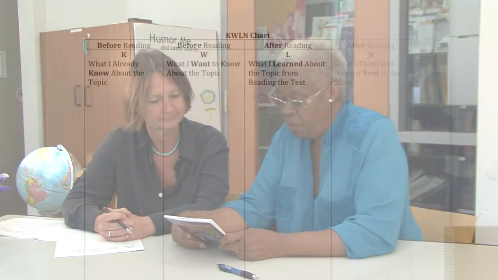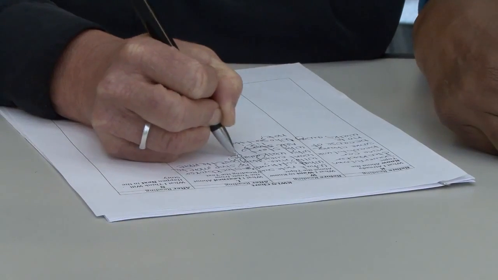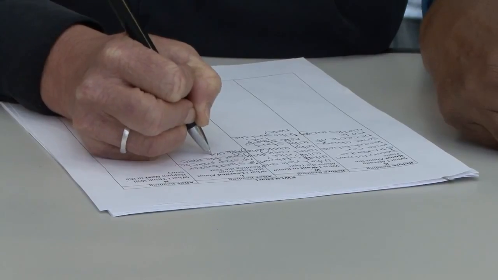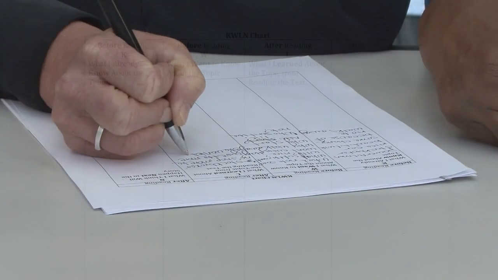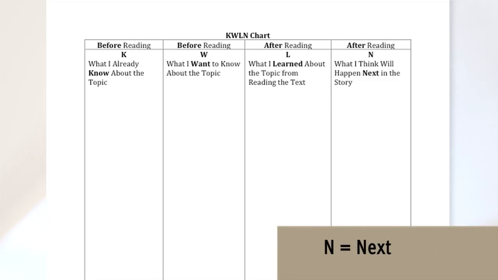A KWL chart is a type of graphic organizer. Graphic organizers are diagrams or charts that visually represent the relationship of ideas and information. You can enhance the KWL chart by including another recommended comprehension strategy, predicting what will happen in a text, by adding an N to the chart. Students can then include their own ideas about what they think will happen next.